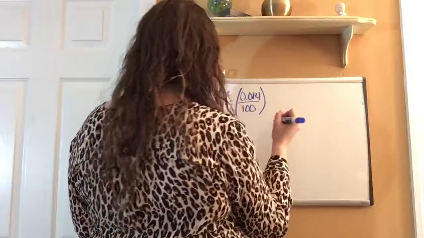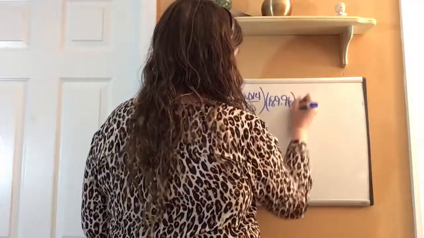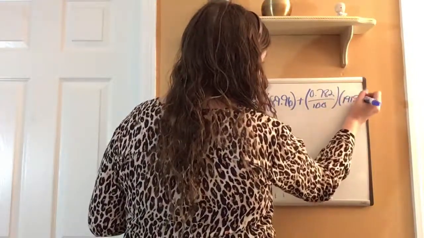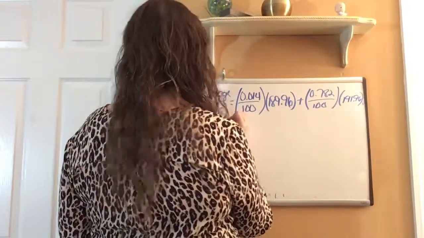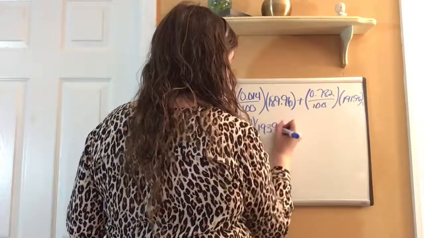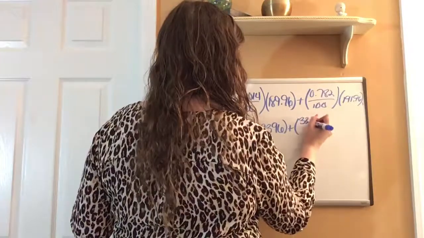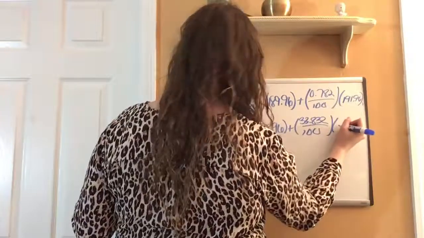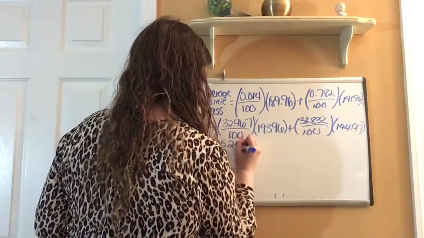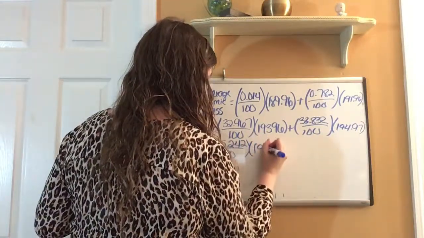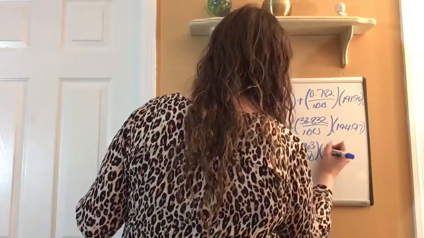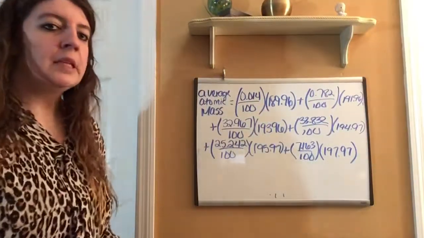So 0.014 all over 100 times 189.96 plus 0.782 all over 100 times 191.96 plus 32.967 all over 100 times 193.96 plus 33.832 all over 100 times 194.97 plus 25.242 all over 100 times 195.97 plus 7.163 all over 100 times 197.97. Okay? So I've plugged all my information in.